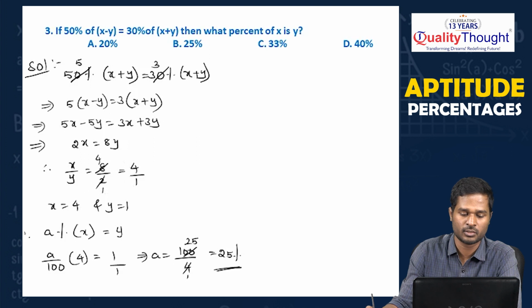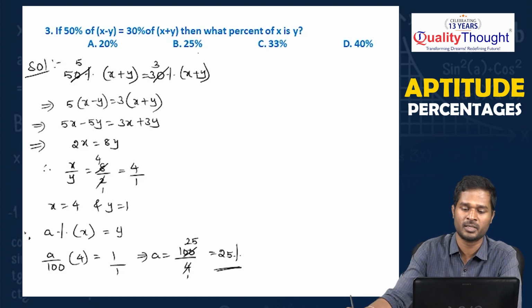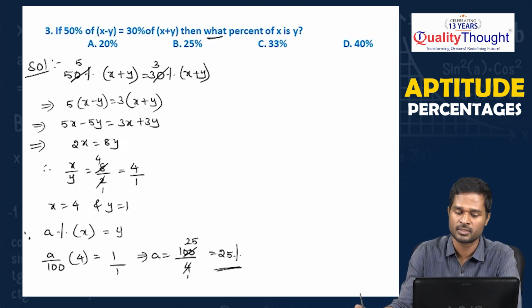So, he is asking then what percentage of x is y? In the place of this I have written a percentage. So, a percentage of x is equal to y, a percent, x is 4, y is 1. So, we need a value. Keep a here and take this 100 to that side. So, 100 by 4, 4 ones are 4, 25s are 100. So, the required answer is 25.